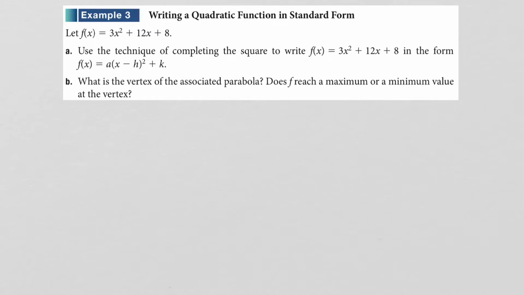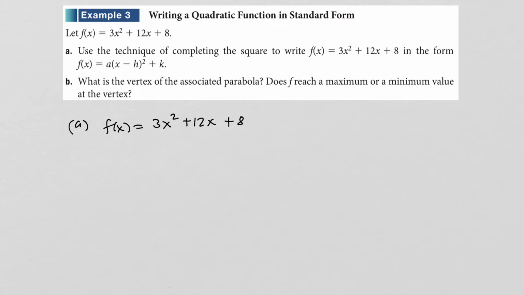In the next example, we want to do the same thing. In part A, we want to use completing the square to rewrite the quadratic function you see here in standard form. And then we'll identify the vertex, and we'll talk about whether it reaches a maximum or minimum value at the vertex. So to start with, we have f of x is equal to 3x squared plus 12x plus 8.